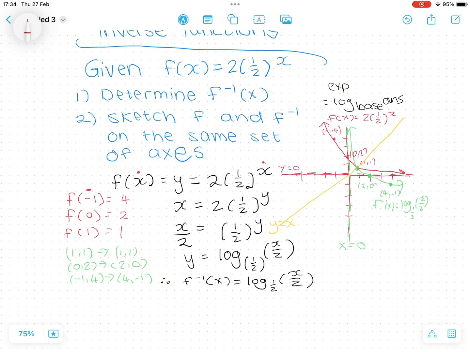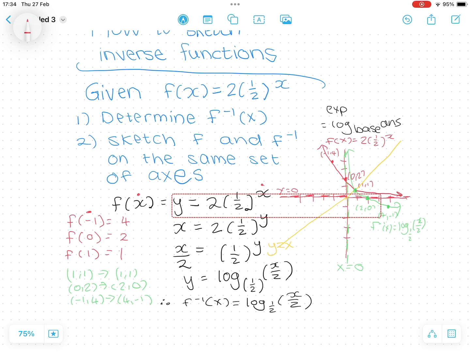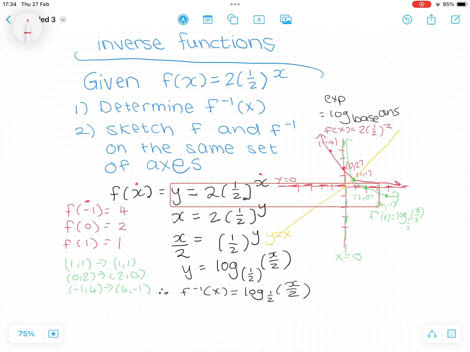Here we have a look at both of the answers for this question on how to draw an inverse function.